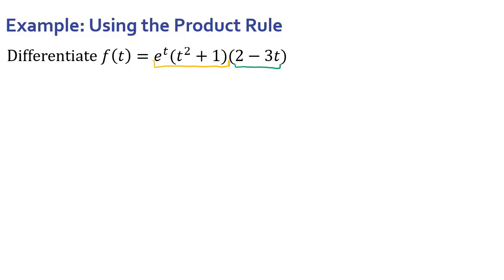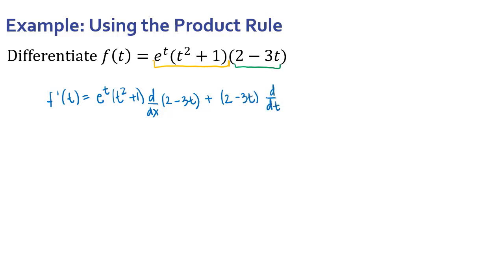So now we can set this up using that product rule. The derivative of the function at t, so that's the first function, which I've denoted as this, times the derivative of the second function, plus the second function times the derivative of the first function.